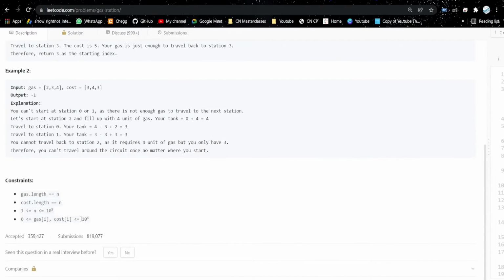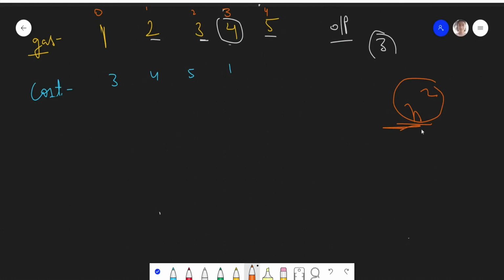If you see, 10 raised to power 5 is the constraint. N is 10 raised to power 5. So obviously n square will not work. So you have to think of an O(n) approach. So see how we'll do that.